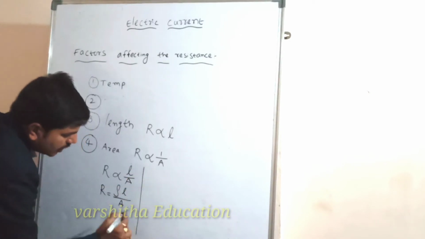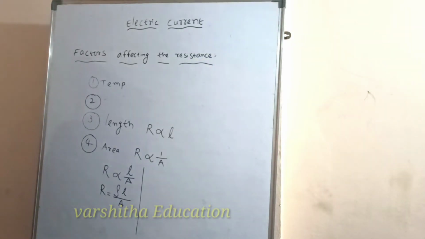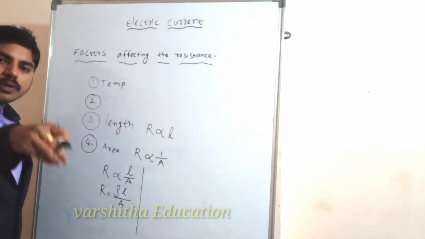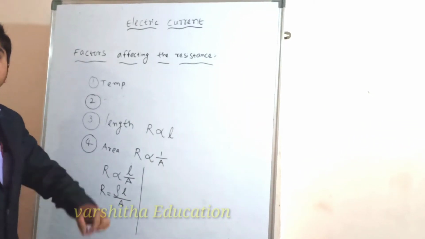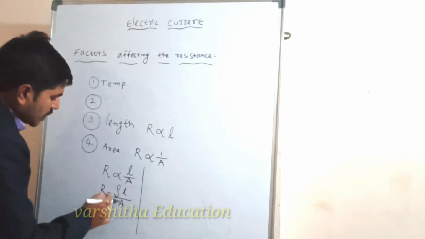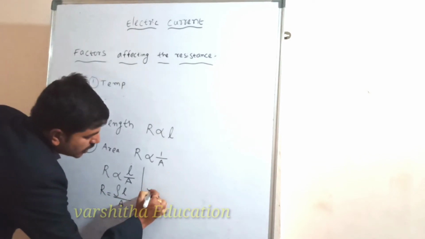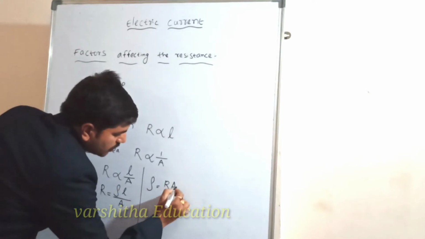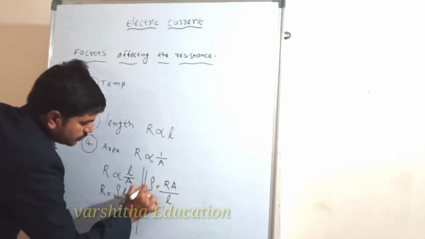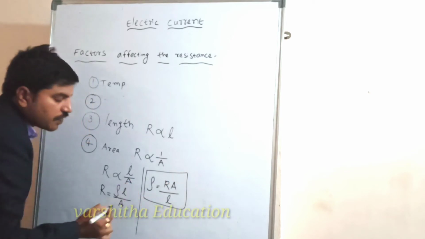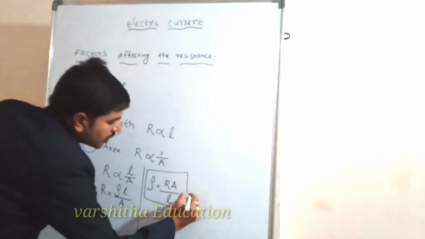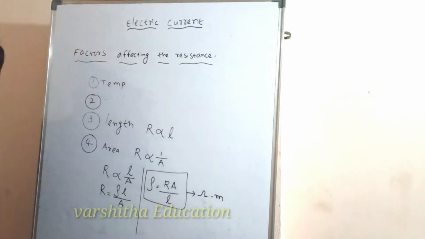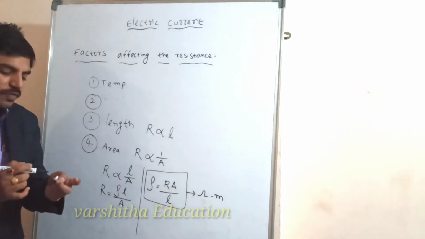So what does rho mean? Rho is nothing but resistivity. Resistivity means how much resistance is present in a particular conductor. So I can explain that. First of all, I want to show that rho is equal to RA divided by L. This is the resistivity formula, and what is the unit of resistivity? That is ohm meter. So ohm meter is the unit of resistivity.